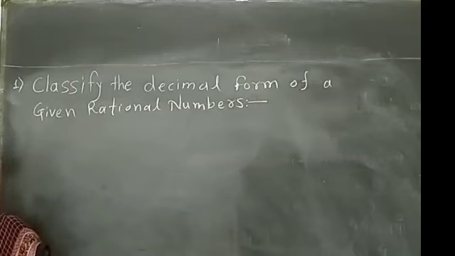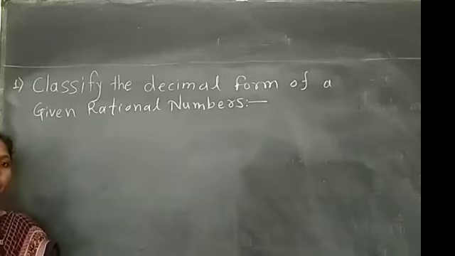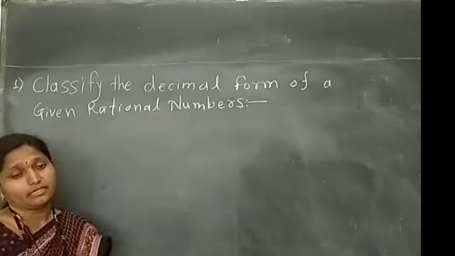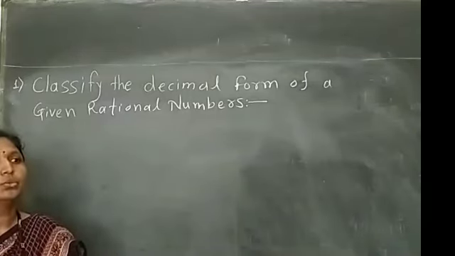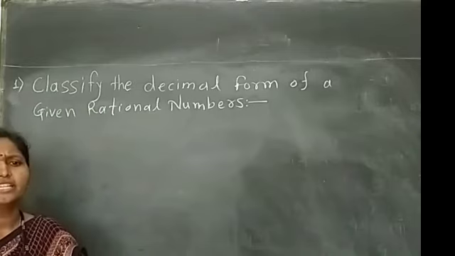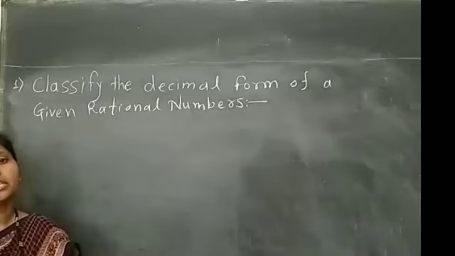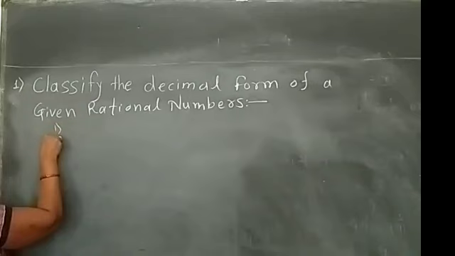First, we give one trick. In this trick, we find the denominator's prime factors. If these prime factors are 2 or 5, or both 2 and 5, then the decimal form of the rational number is terminating. And if the prime factors are not 2 or 5 and we find other factors, then the decimal form is non-terminating recurring. Let us start the first example.